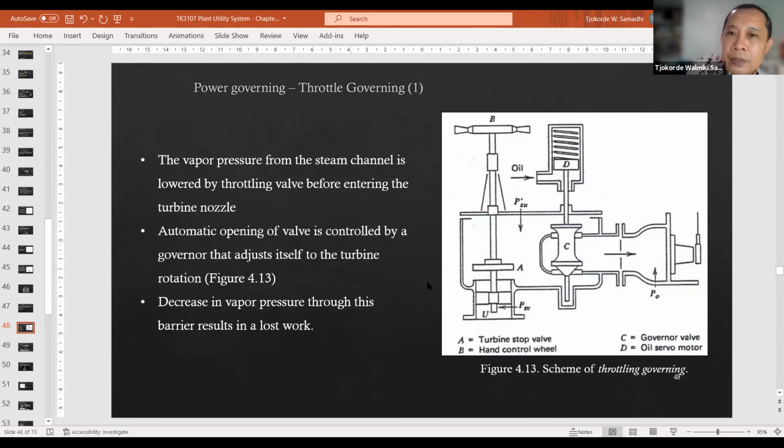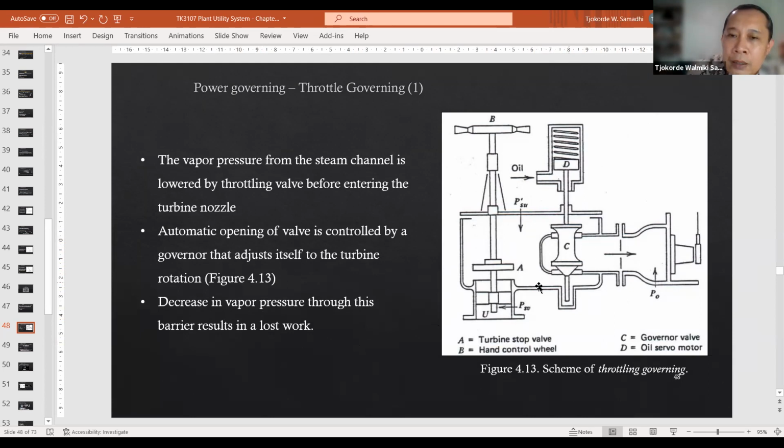So there's a self-regulating system that creates a mechanism in which, if the steam rate is higher, then the governor will tend to close, and vice versa. If the steam rate is decreased, the governor tends to open. Of course, this is a barrier to flow.